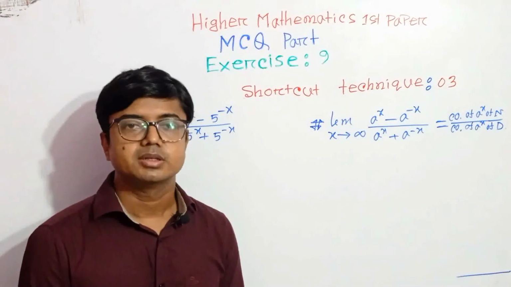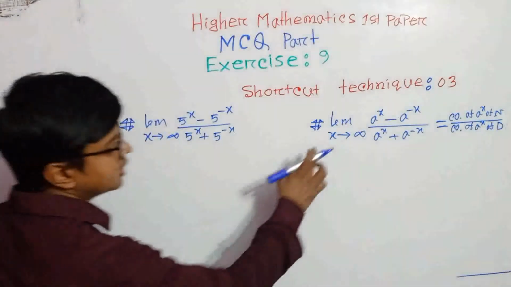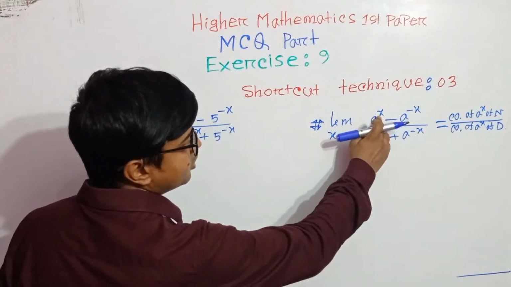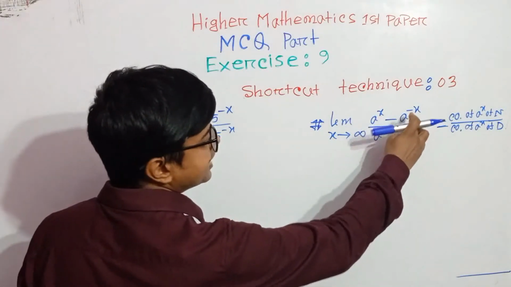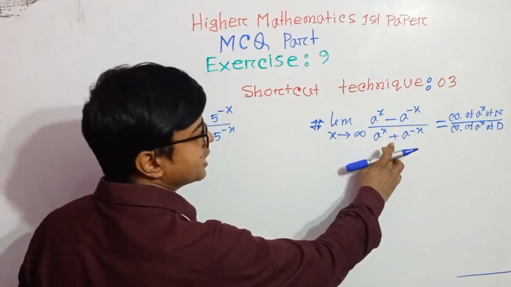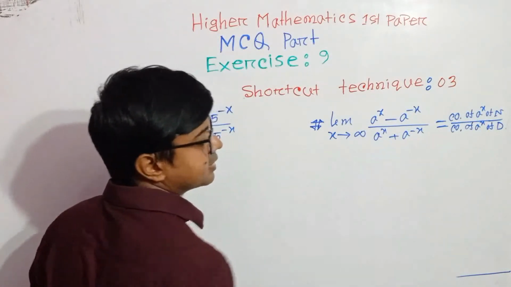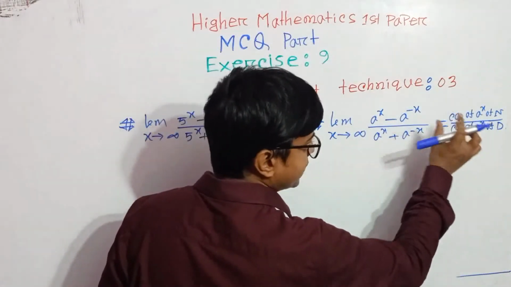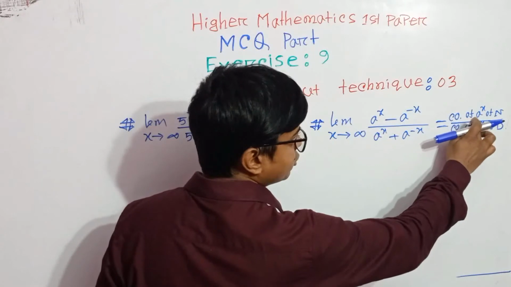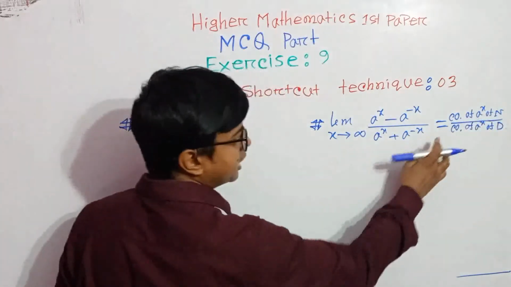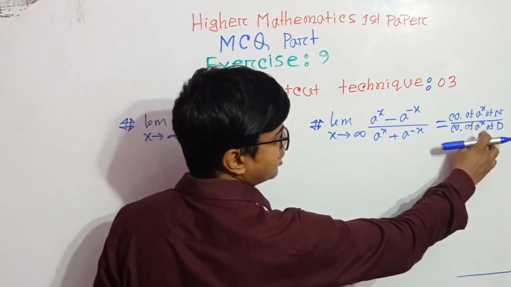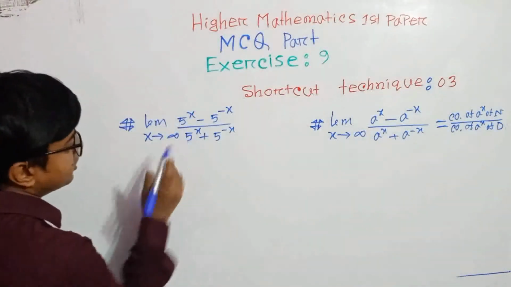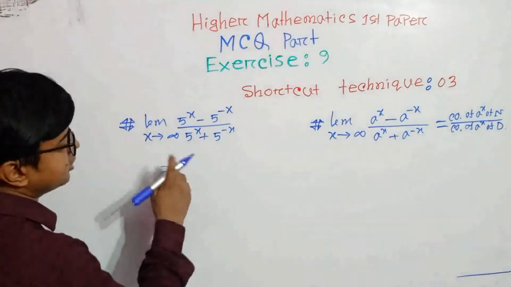Now short technique number 3. Here when limit x tends to infinity, a to the power x minus a to the power minus x by a to the power x plus a to the power minus x, then we can write our answer will be the coefficient of a to the power x of the numerator and the coefficient of a to the power x of the denominator. So have a look here. For this type of math, our answer will be, look at this here.